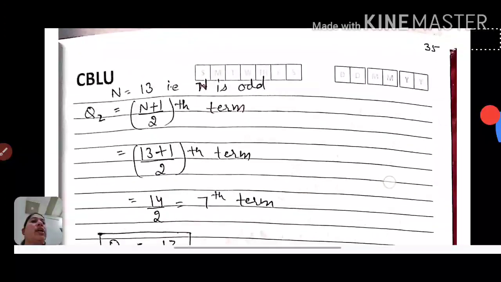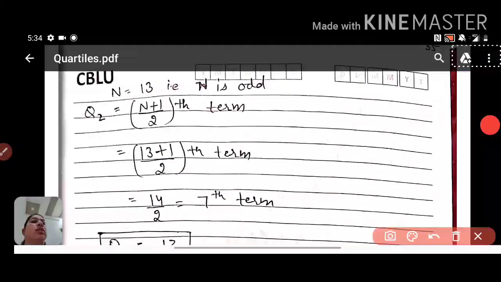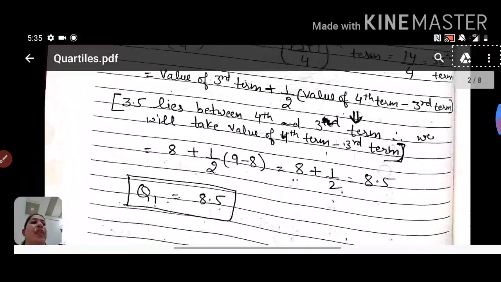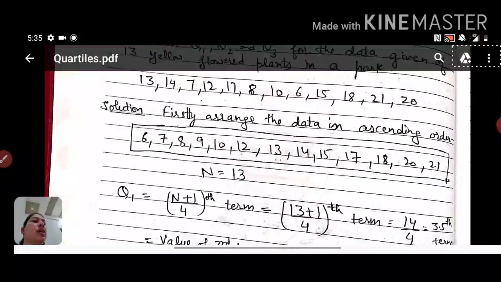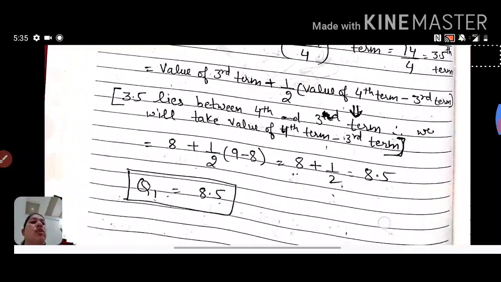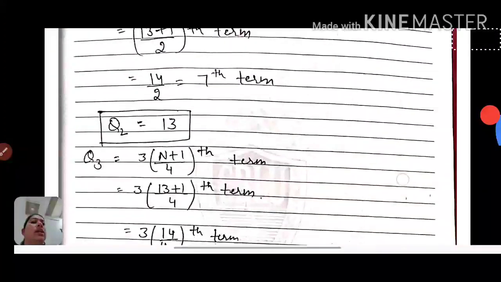Now for quartile 2, here n is equal to 13. That means the number of observations is odd. So we will use the formula (n plus 1) by 2th term. Here n is 13 and simply the 7th term will be the answer. So let's see the data. In this data the 7th term, counting 1, 2, 3, 4, 5, 6, 7, is 13. So quartile 2 will be 13.